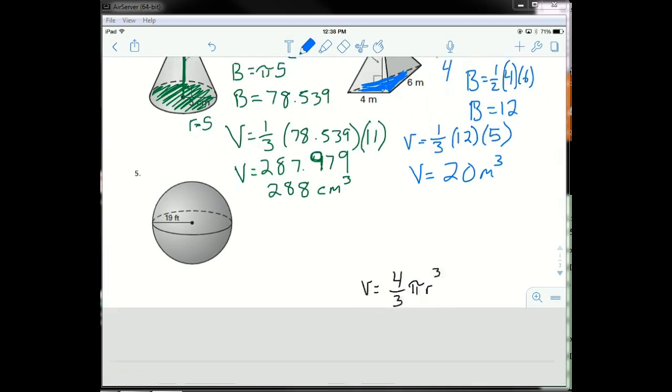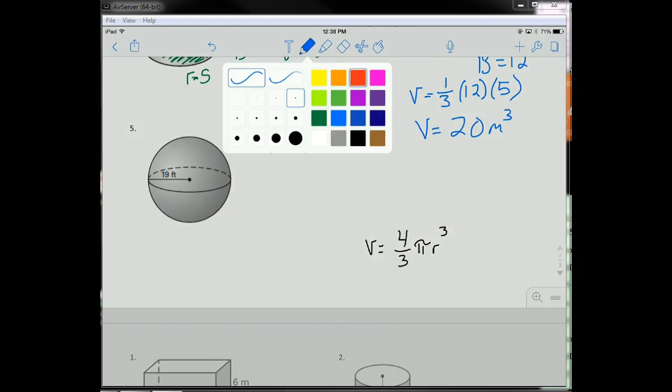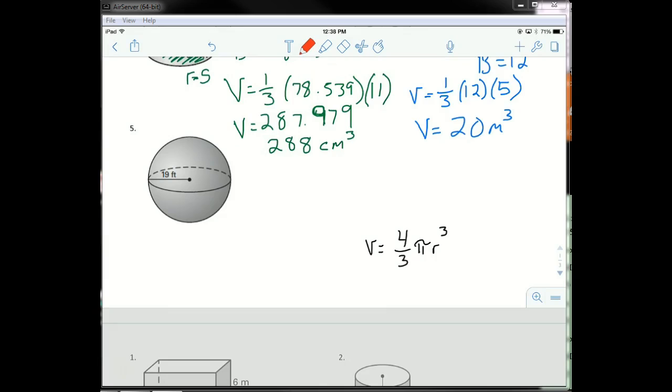All right, the last one, number 5, is a sphere. And of course on this one we just want to be very careful that we have a radius. We see that the radius is 19 here. A lot of times you'll see a diameter. You want to take half of that, but here we have a radius. So I really don't have much to add here. We'll just plug it right into the formula. 4/3 pi. And I'll plug in that r is 19 cubed.